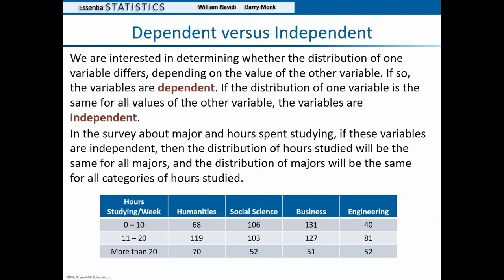So in the survey about major and hours spent studying, if these variables are independent, then the distribution of hours studied will be the same for all majors, and the distribution of majors will be the same for all categories of hours studied. So no matter if we picked here, it wouldn't matter, and if we picked here, it wouldn't matter. So they're basically independent.